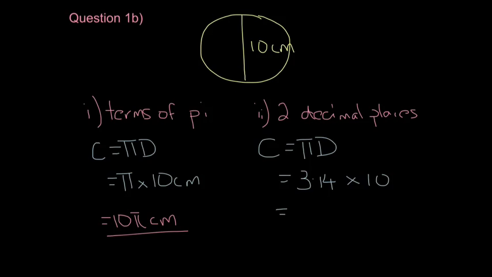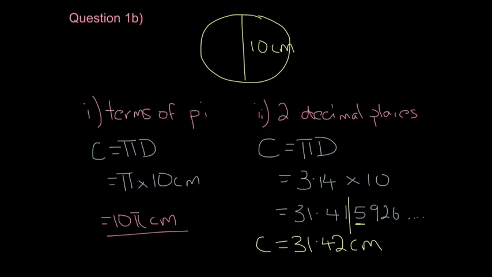Now the answer I get, I've just plugged it into the calculator quickly, is 31.415926, so on and so forth. Now how many places did the question want the answer to? It wanted it to 2 decimal places. So that means I have to cut it off here. If we look at the number after my cutoff, we can see that it's a 5. And if I've got a 5, it means I've got to round the number up. So my answer will actually be 31.42 centimeters for the circumference.